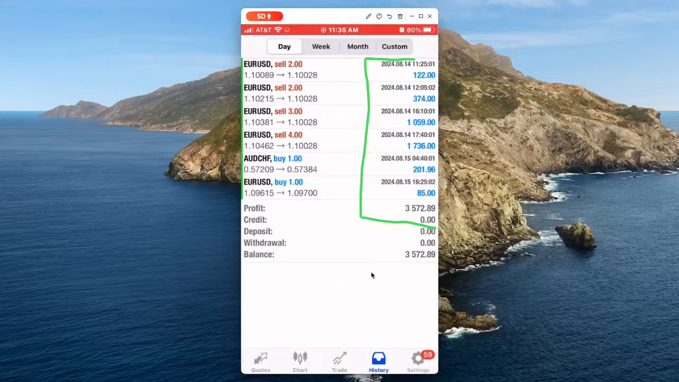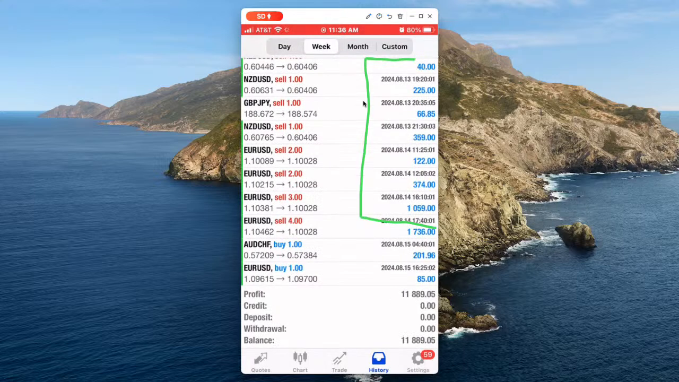But this is looking really good. $3,572.89 closed overnight. Beautiful movement. That is if you were plugged in to my automated feed called the 10 pip hybrid. Feeling pretty good. For the week, it's done $11,889.05 on this account, and for the month, $30,305.38.